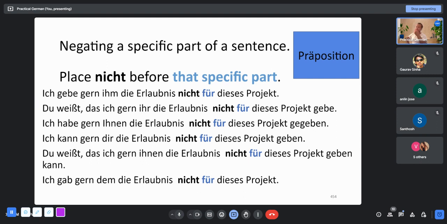I don't know how they will test you on placing nicht in an exam, but you should know this. When you are writing something important for the company in German, I know you will use DeepL for that, but be careful. DeepL does not know what you are trying to negate. Any questions?